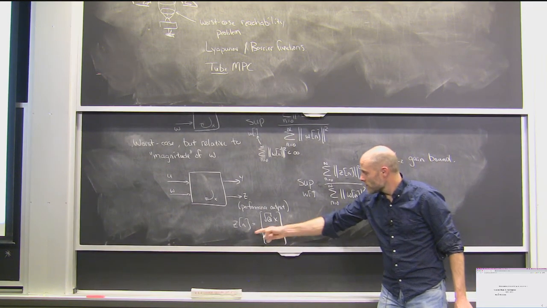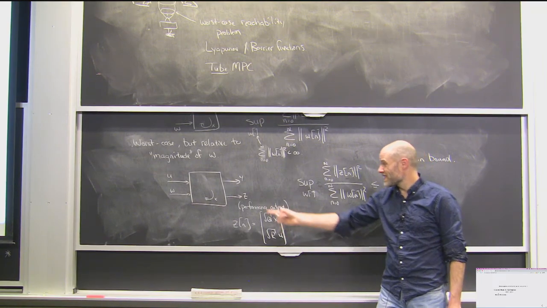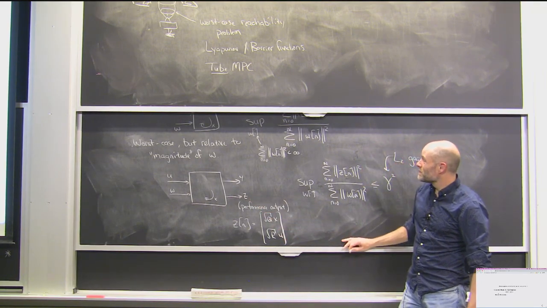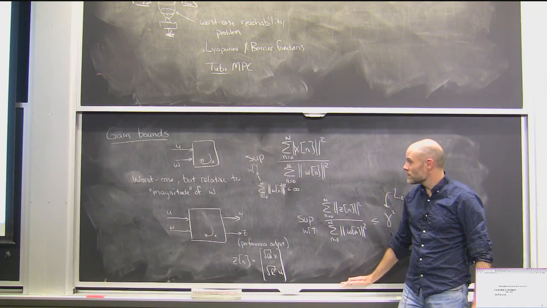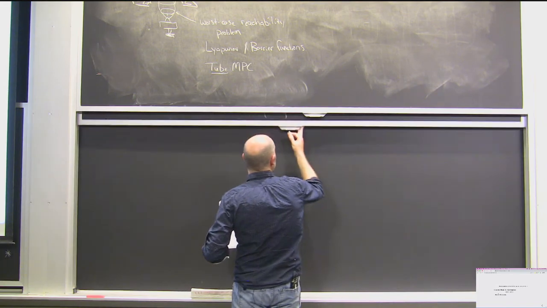Okay, so it's cool that we can put an optimal control thing in this form. There's another super important advantage of writing this input-output version of the gain bounds.